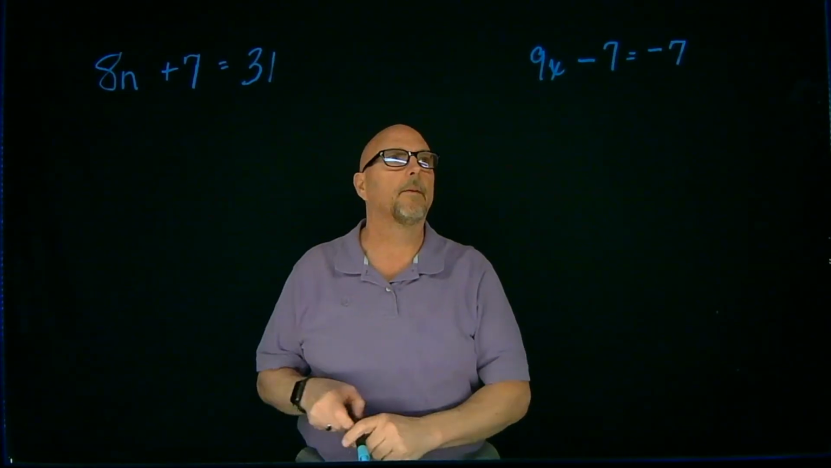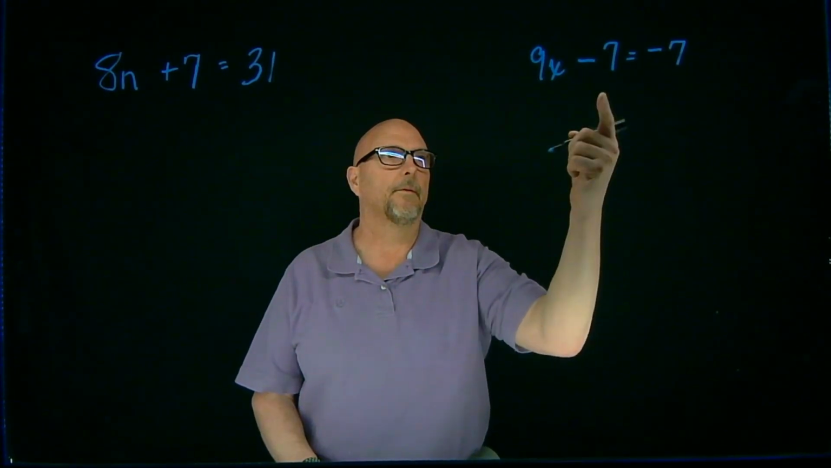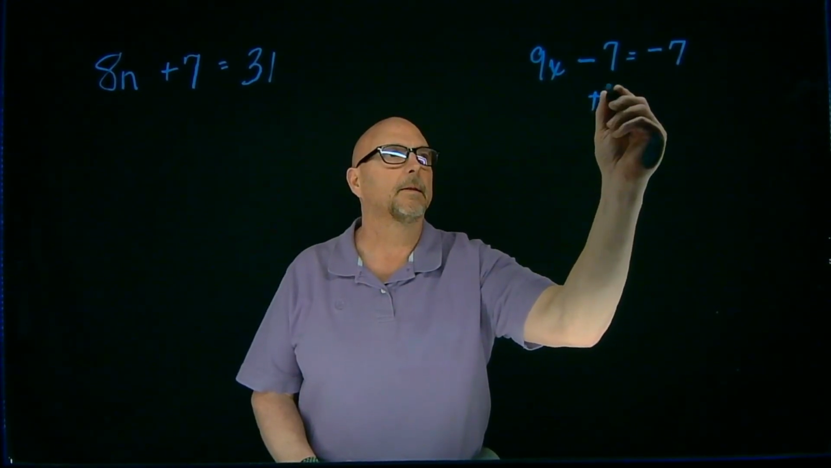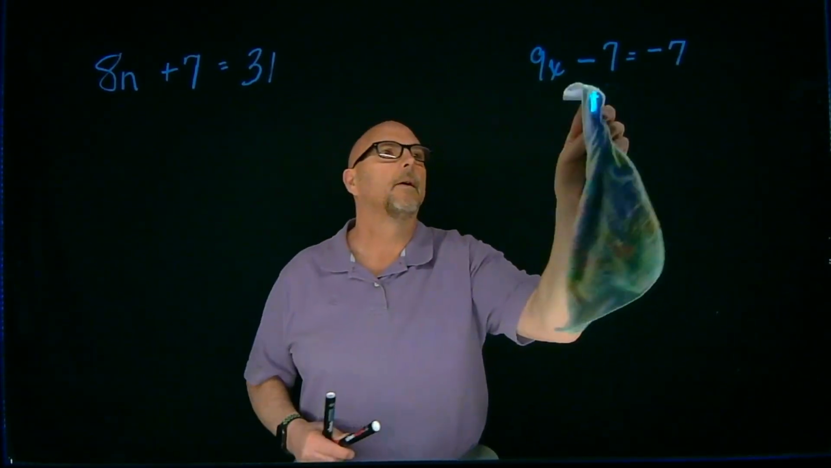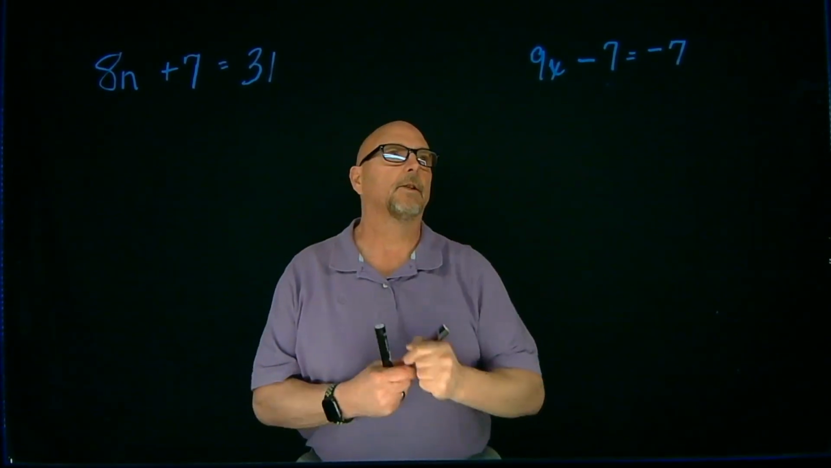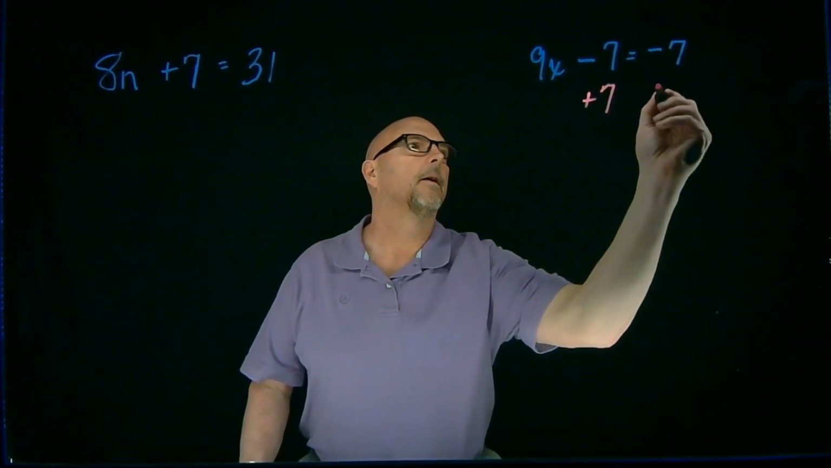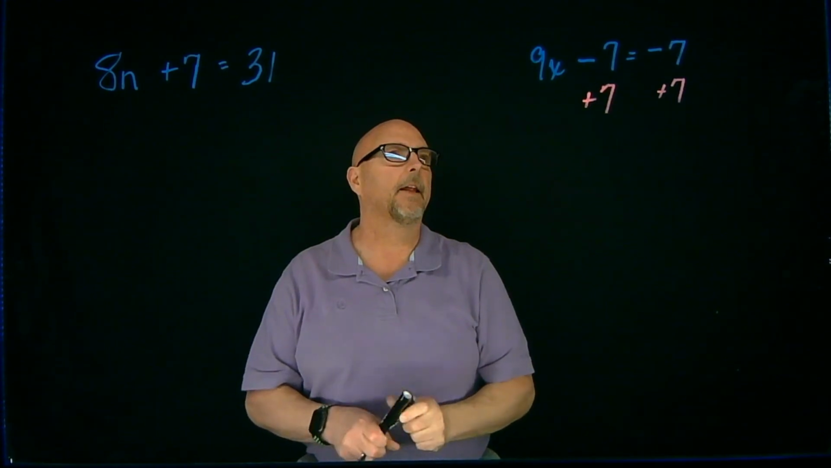So let's look at this one first. I have 9x minus 7. The first thing we want to do to isolate the variable term is add, actually let me do that in two colors. That would look really cool. So we're going to add 7 on each side. Are my colors showing up? So we're going to add 7 on each side of that equation.